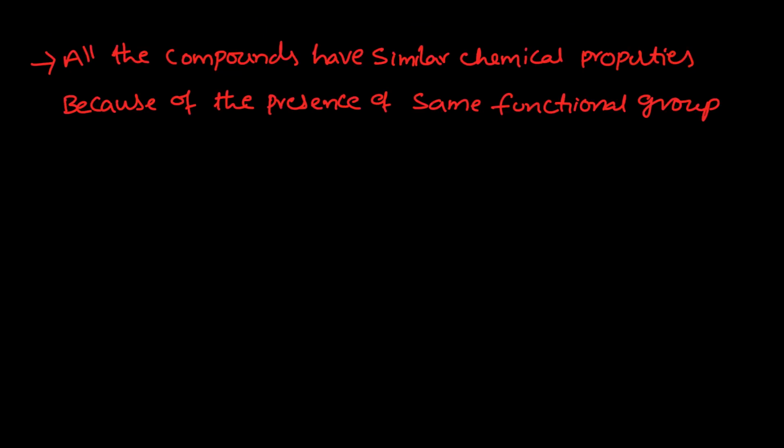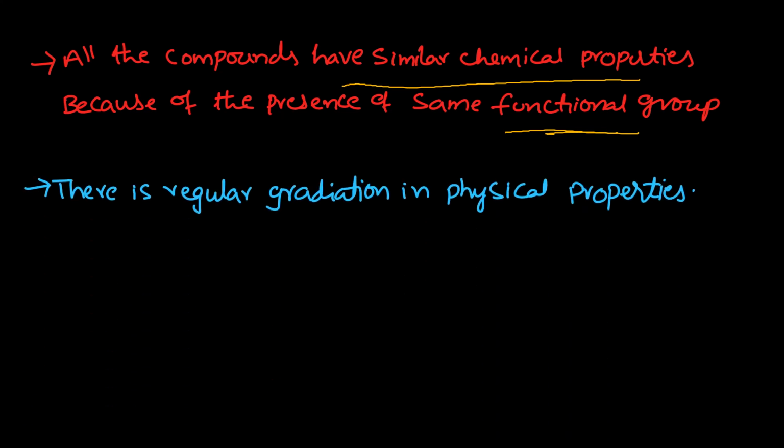The compounds have similar chemical properties. Why? Because all have the same functional group. So the chemical properties depend on the functional group only. Those compounds which have similar functional groups have similar chemical properties.